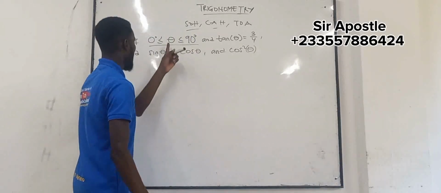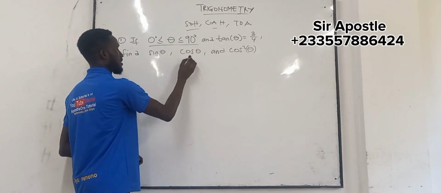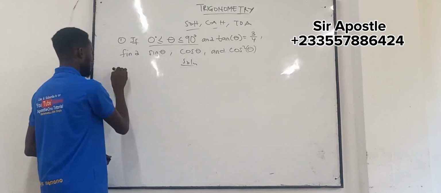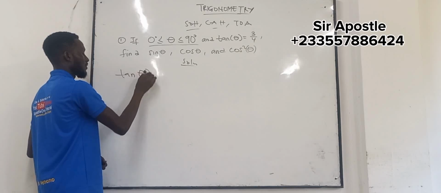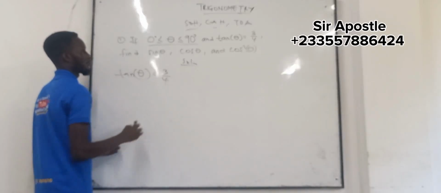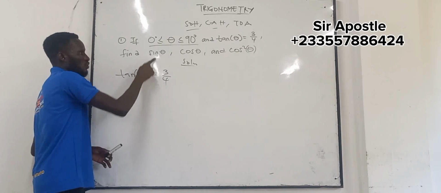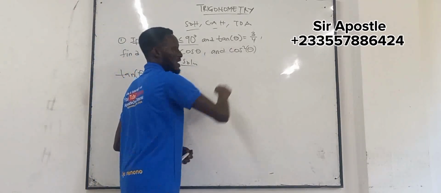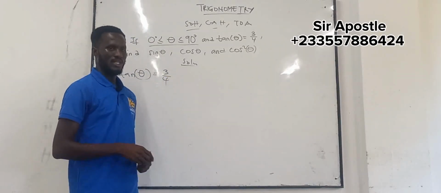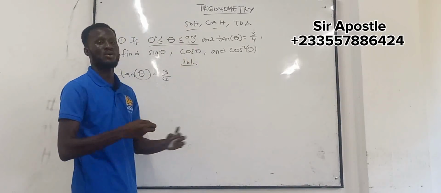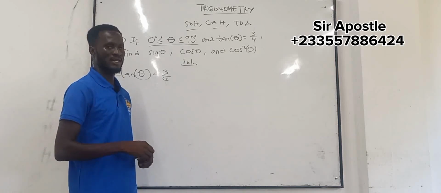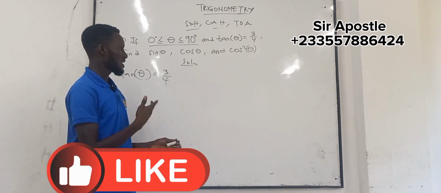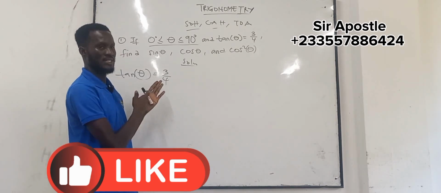Now, we know this angle is in the first quadrant, and then we have tan theta equals 3 out of 4. We are supposed to use tan theta to find sin theta, cos theta, and cos square theta. Now, this is another way of applying the SOH CAH TOA. We are still applying it in a different way. Let's see how we use it to solve the same question.